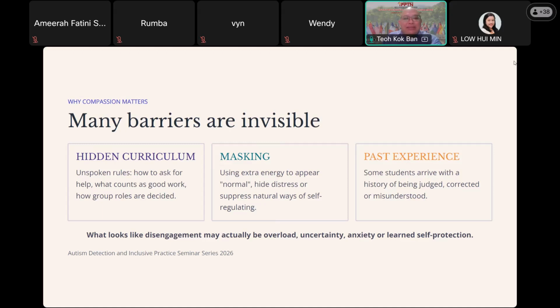All right, and the second one is masking. Some students may spend a great deal of energy trying to appear the way they think others would accept them. They may hide their discomfort. They may suppress the natural, ordinary way of regulating themselves, because they worry that they will be criticized, that there will be a lot of bad discussions behind them. They may also force themselves to behave in ways that look socially acceptable. So from outside, we might think this student seems okay, but internally, the student may be exhausted.